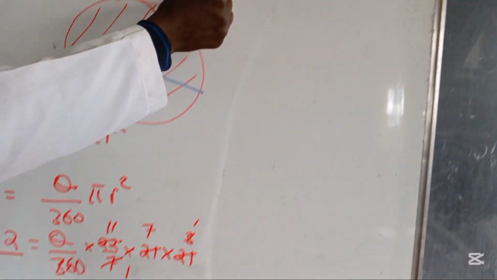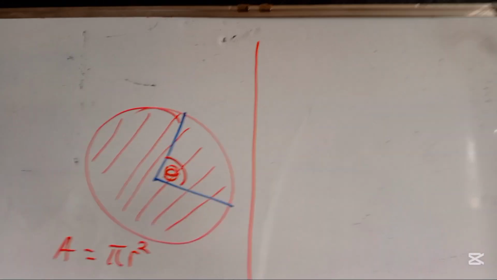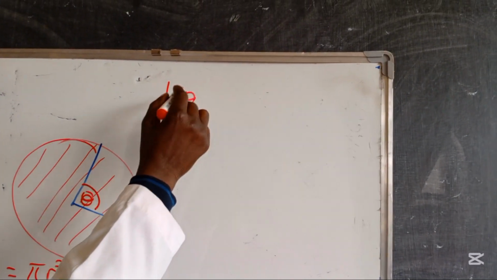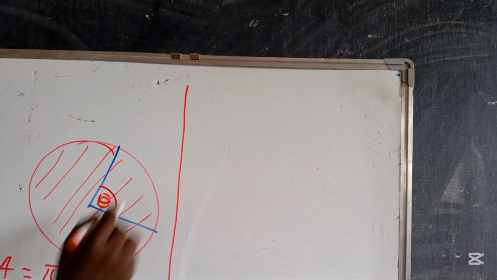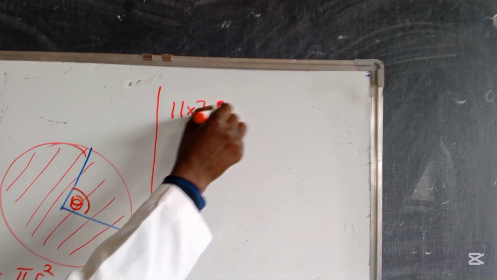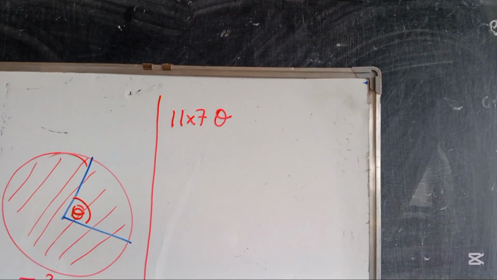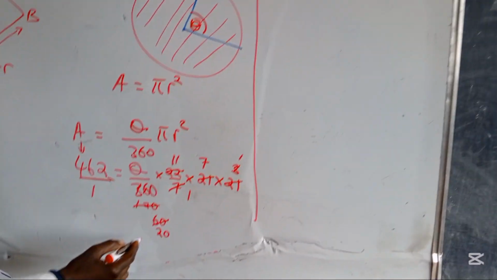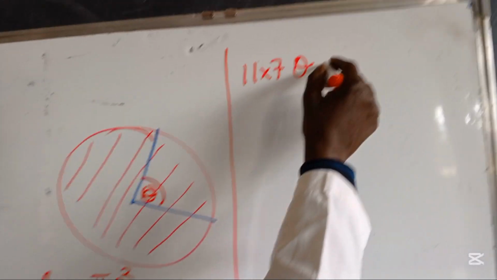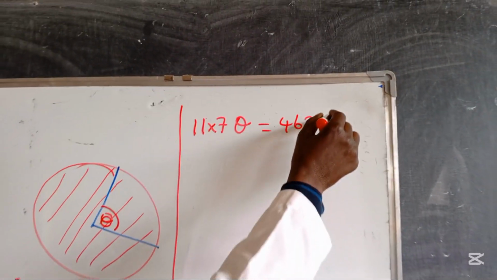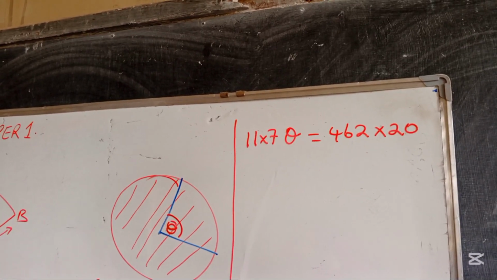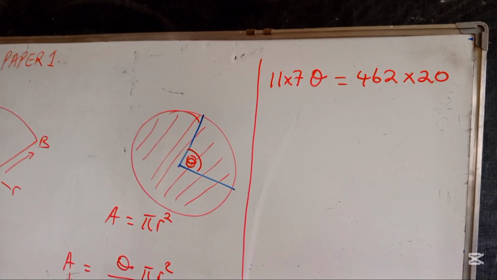I will say, okay, what is remaining on top is the theta multiplied by 11. In fact, let me start with numbers. I will say 11 multiplied by 7 multiplied by theta. Then cross multiply, because once I cross multiply, at the bottom here I'm just remaining with 21. So in short, it's the same as 462 multiplied by 20. You are in paper 1. No need of you multiplying those numbers because they will be very big. See how we are going to work out those numbers.